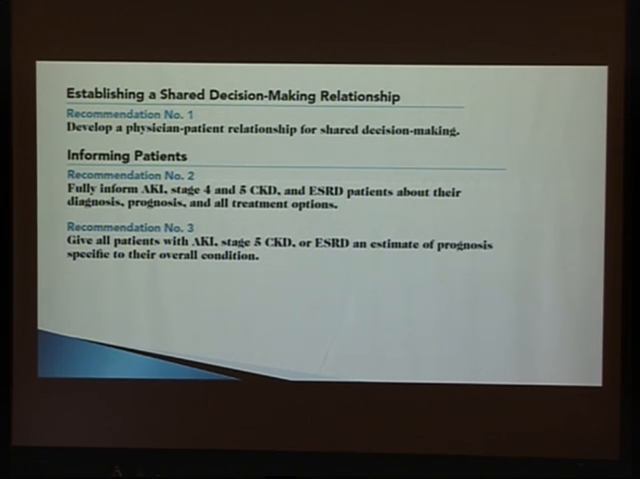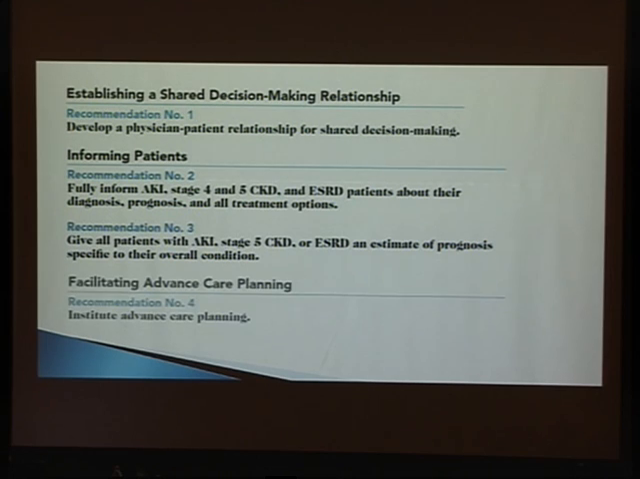Recommendation number 3 states that you have to give all patients with acute kidney injury, stage 5 chronic kidney disease, or end-stage renal disease an estimated prognosis specific to their overall conditions. There's another thing pushing you to be very clear with the patients. You have to talk to the patient with end-stage renal disease about their mortality rates and the complications expected on long-term dialysis, and you will leave the final decision for the patient after discussion with the patient and the family.